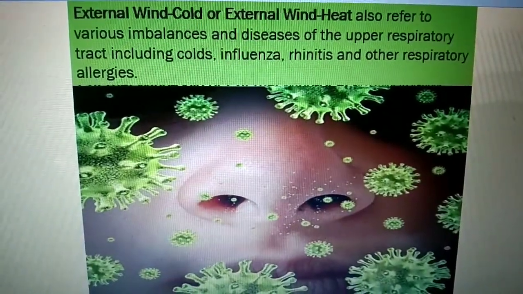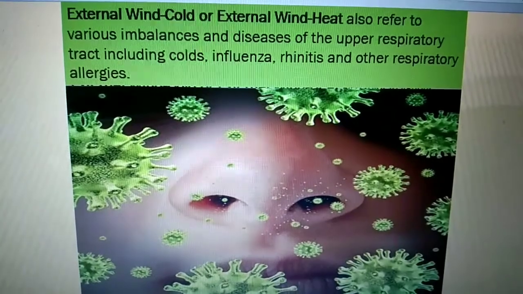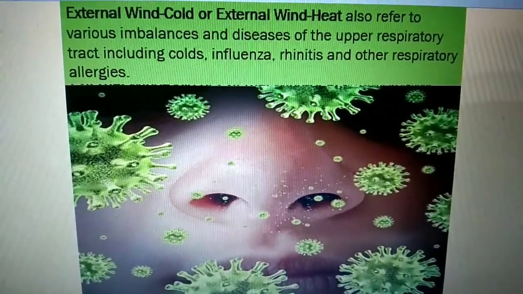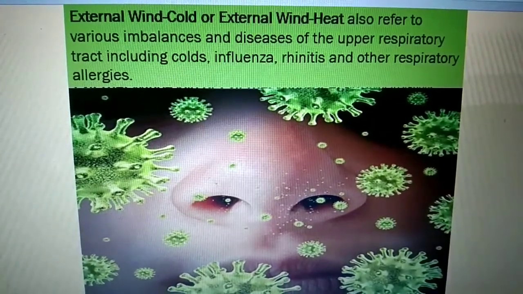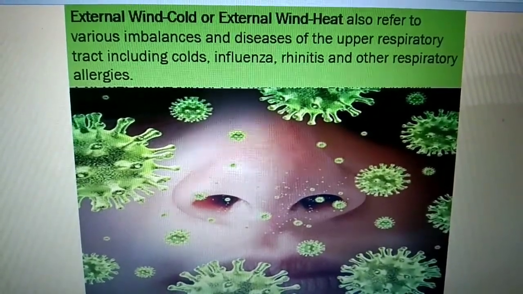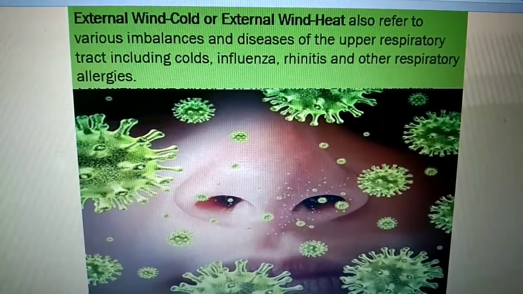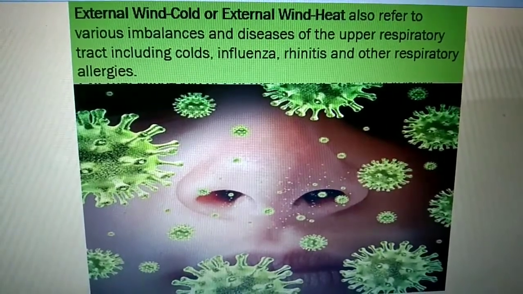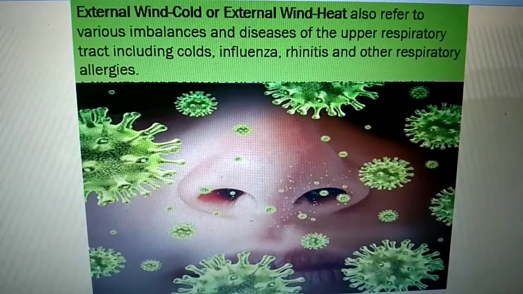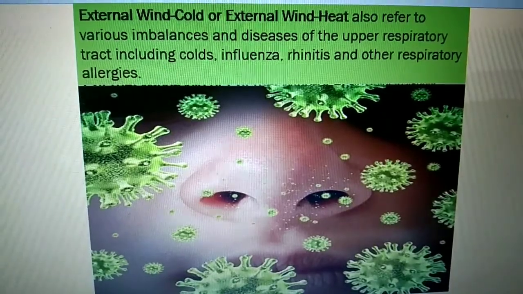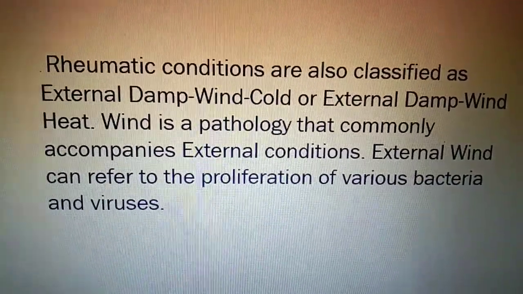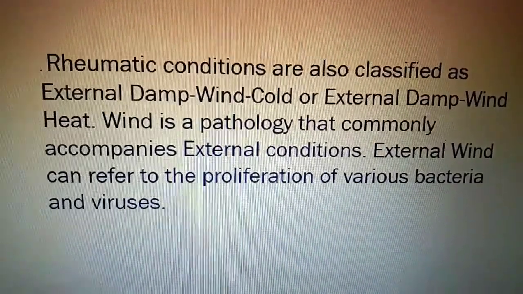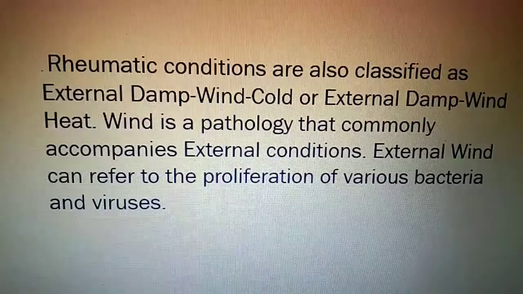External wind cold or external wind heat also refer to various imbalances and diseases of the upper respiratory tract, including colds, influenza, rhinitis, and other respiratory allergies. Rheumatic conditions are also classified as external damp wind cold or external damp wind heat.